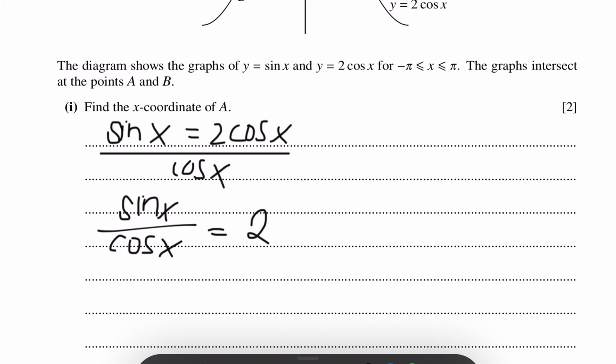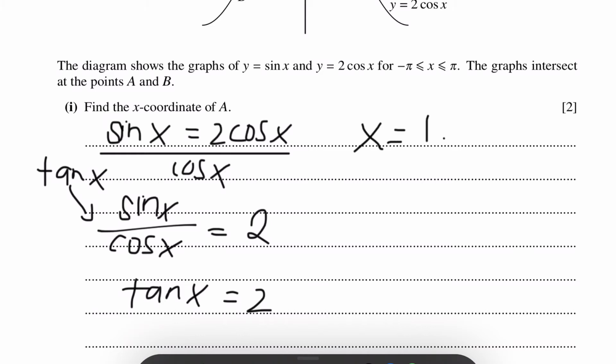And you can substitute tangent x to the left-hand side of the equation. You will get tangent x is equal to 2. And x will be equal to 1.107, which is 1.11.